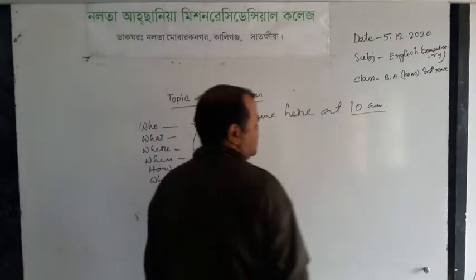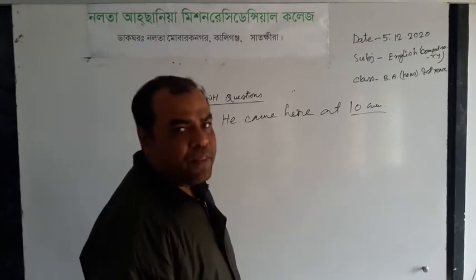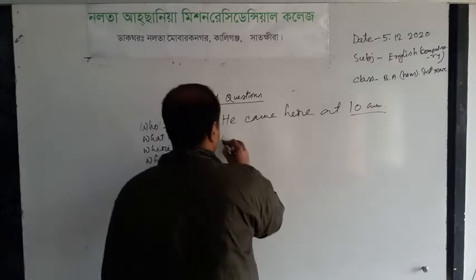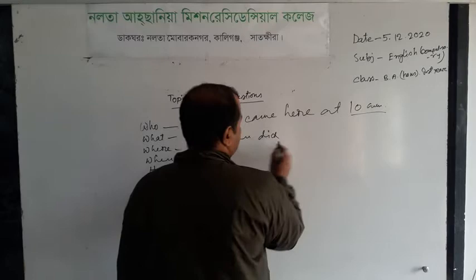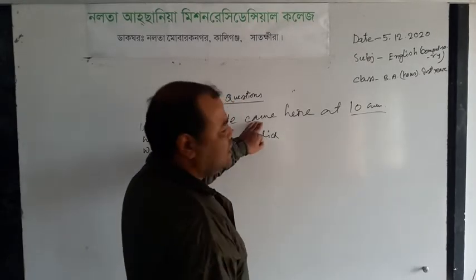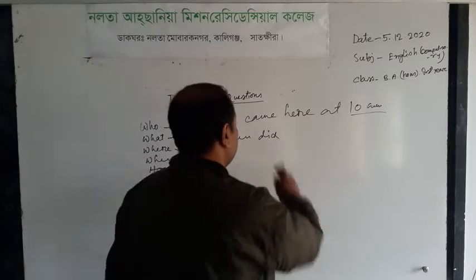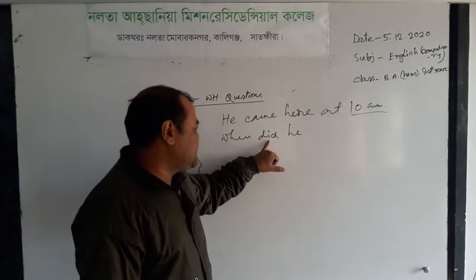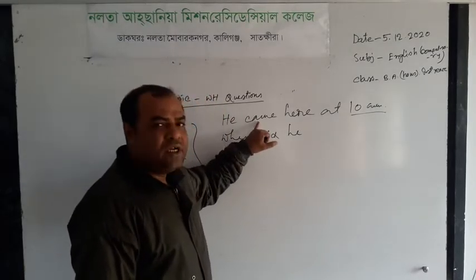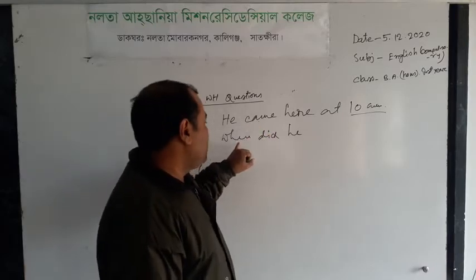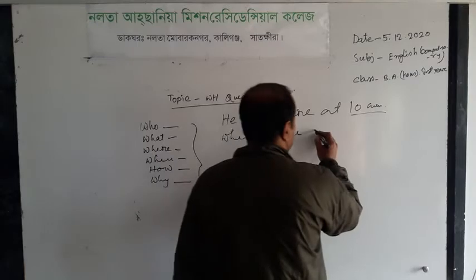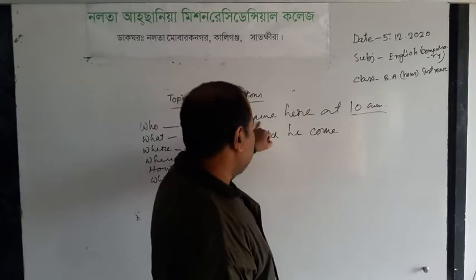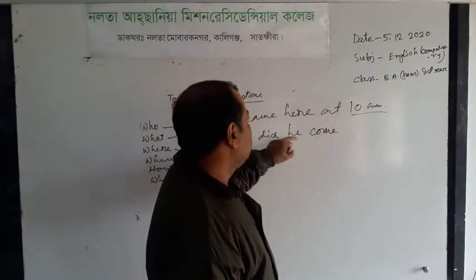Here, the 10 a.m. indicates time. When time is indicated, we can use when, did. Why have we used did here? Because the verb was in past form. When did he? And I have told you that if you use did, you have to turn the verb into present form. So, when did he come? Why come? Because the present form of came is come. We have to use a present form.